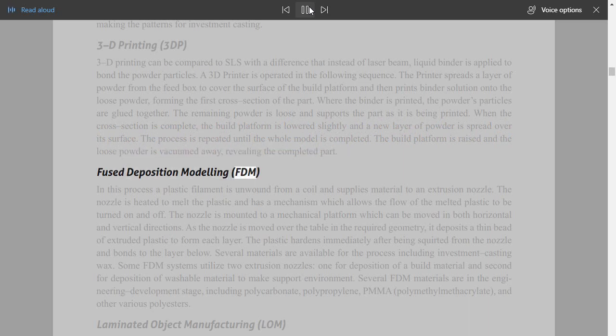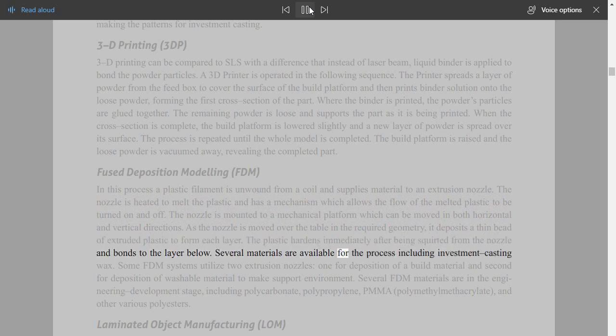Fused deposition modeling, FDM. In this process a plastic filament is unwound from a coil and supplies material to an extrusion nozzle. The nozzle is heated to melt the plastic and has a mechanism which allows the flow of the melted plastic to be turned on and off. The nozzle is mounted to a mechanical platform which can be moved in both horizontal and vertical directions. As the nozzle is moved over the table in the required geometry, it deposits a thin bead of extruded plastic to form each layer. The plastic hardens immediately after being squirted from the nozzle and bonds to the layer below.